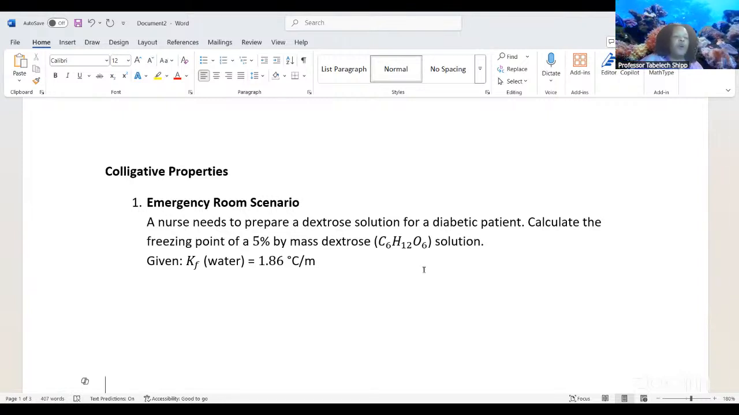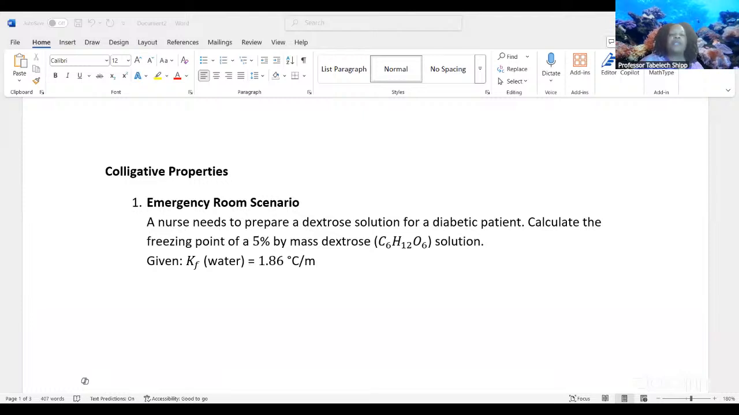So for this first problem, it says a nurse needs to prepare a dextrose solution for a diabetic patient. Calculate the freezing point of a 5% by mass dextrose solution. Given the Kf for water, which is equal to 1.86 degrees Celsius per molality. All right, so what is the first thing you think you should have to do in this problem? How would you go about solving this problem?